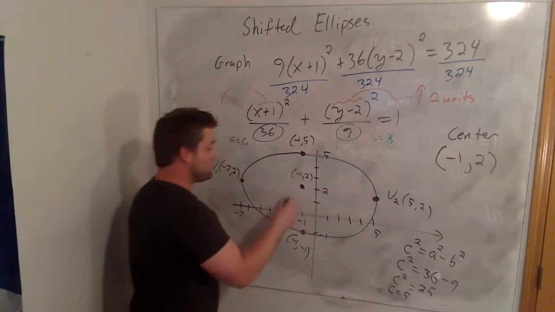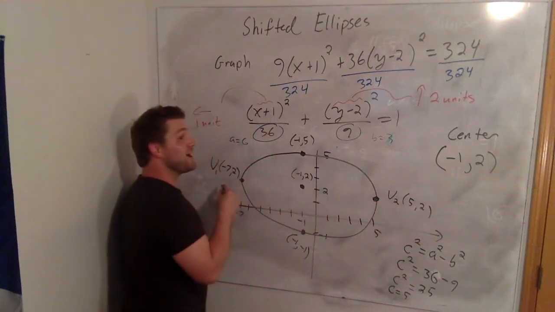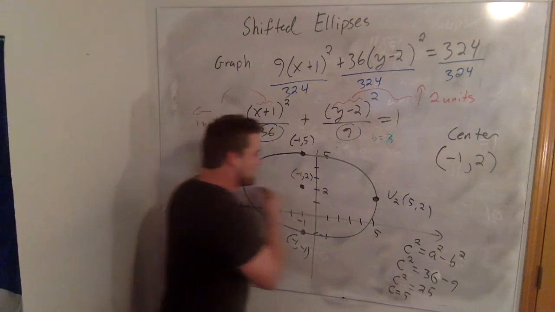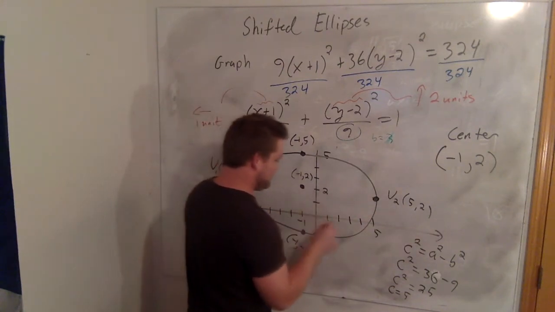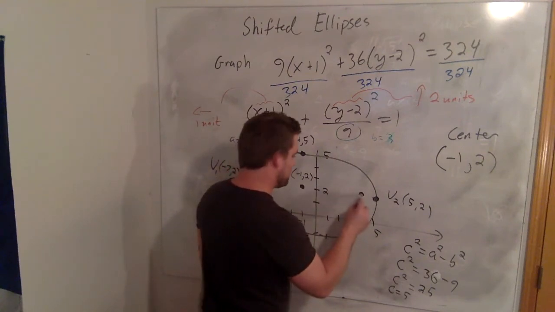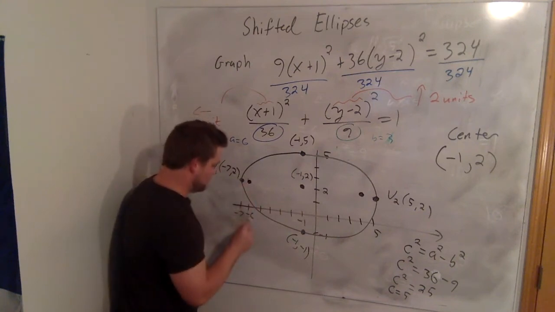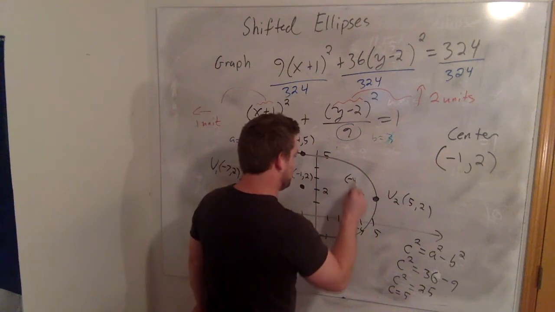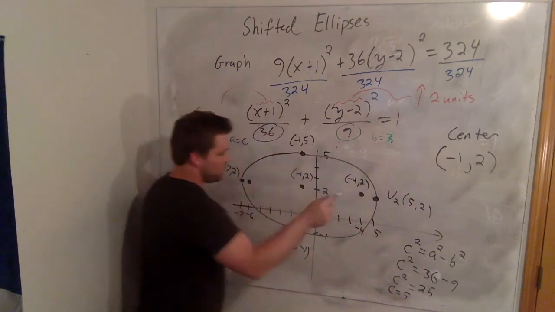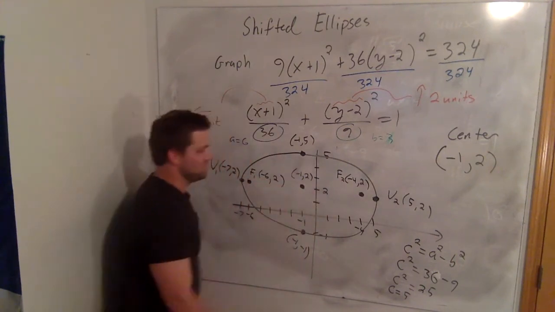Okay, so from the center, we need to go 5 units to the right and to the left. Remember the foci and the vertices lie along the major axis. So let's go 5 units to the right and left. 1, 2, 3, 4, 5. So here's one of our foci. 1, 2, 3, 4. Here's our other focus. So we'll put -6. This will be -4. So this will have coordinates (-4, 2). This focus, we'll call this one, how about F2? Call this one F1. That has coordinates (-6, 2). And there we have it.